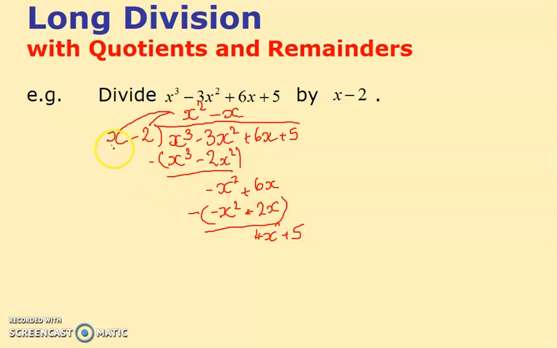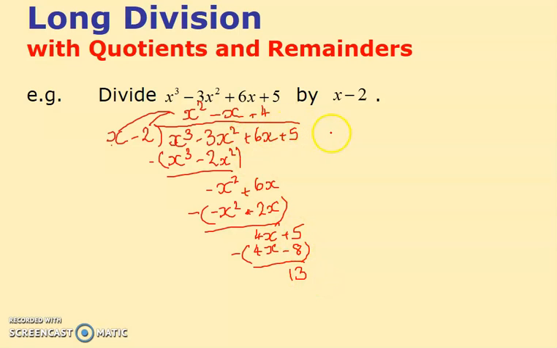Still not done. x times by what gives me 4x? Obviously a plus 4. 4x, and then multiply. 4 2s are 8, and it's a minus, so it's minus 8. Put it in a bracket to remind me to take away. Disappears the 4x's, but 5 plus 8 is 13. And this is a remainder.